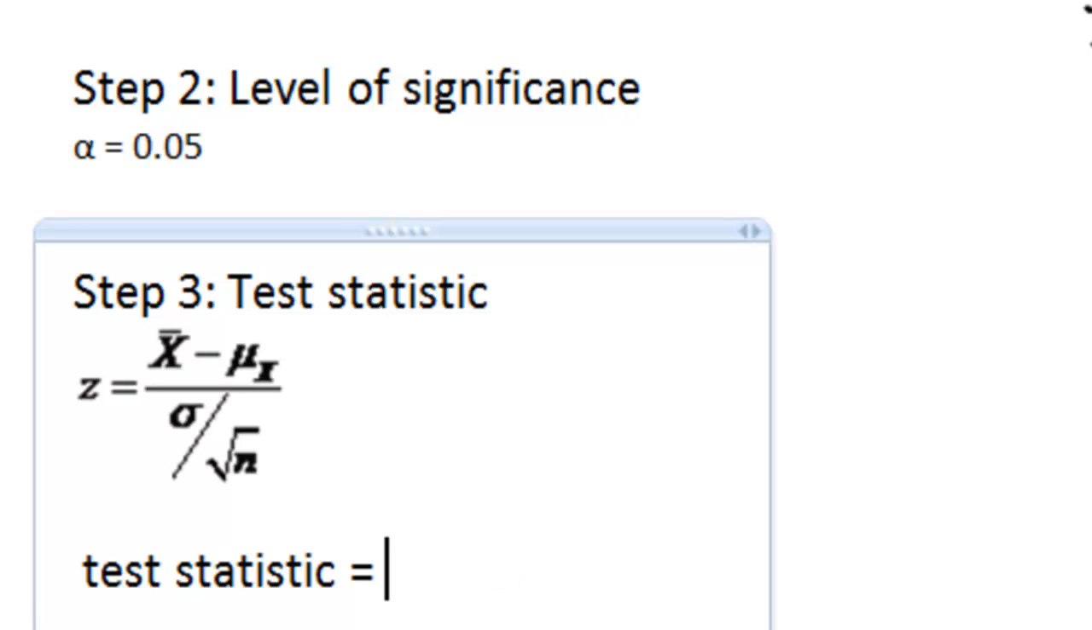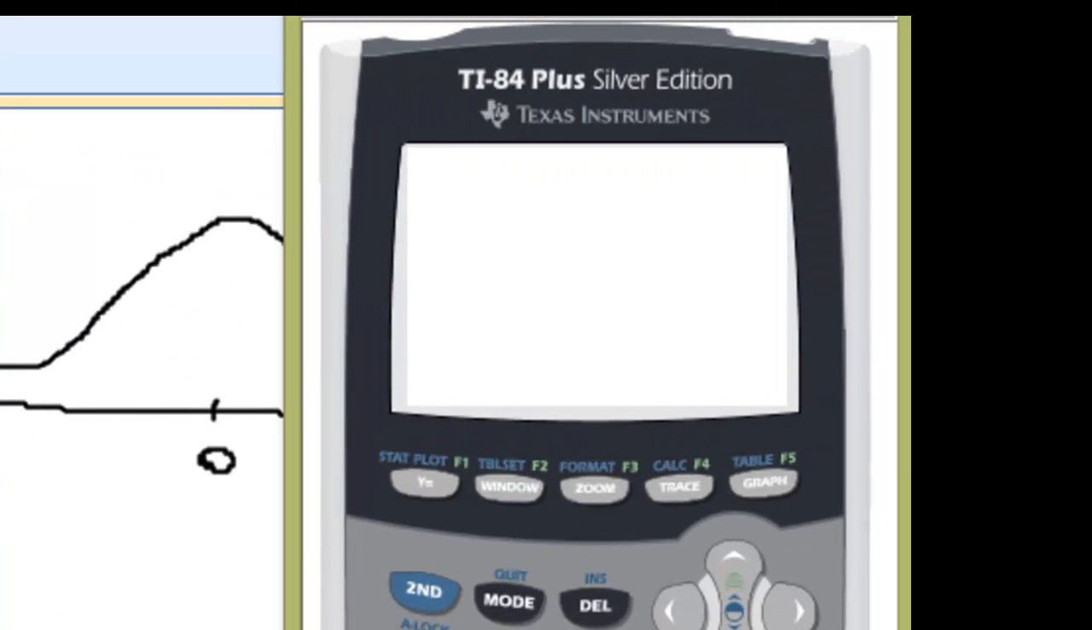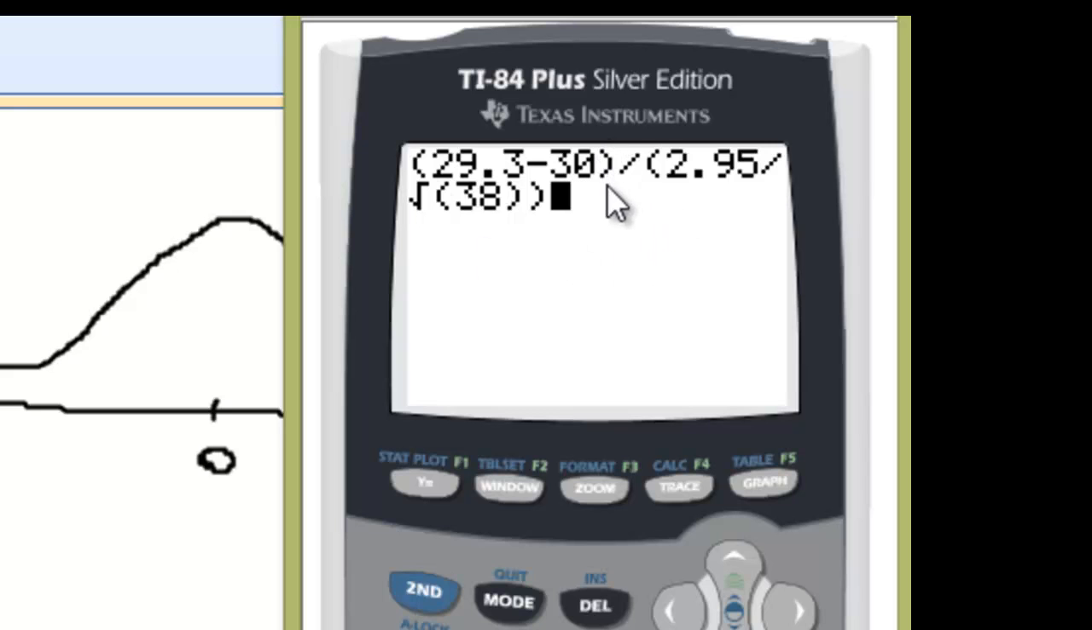Let's see, I've got my calculator here. We can just crunch all these numbers. Okay, so I've got 29.3, that is our sample mean, minus 30, that was our population mean, our mu based off of the null hypothesis. I've got that in parentheses because I want that difference to be done in the numerator. Divided by, open up another set of parentheses because we have two things going on in the denominator. I've got sigma, our population standard deviation, 2.95, divided by the square root of little n, which in our case is a sample size of 38.